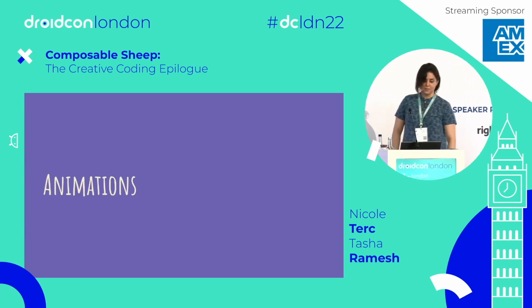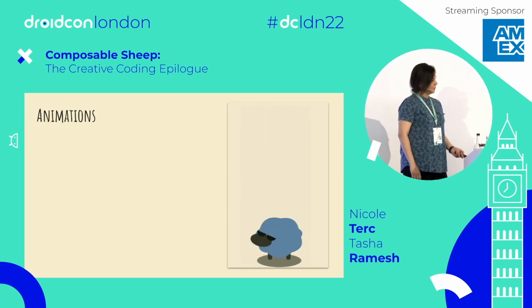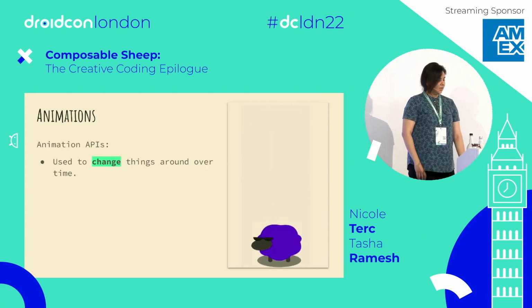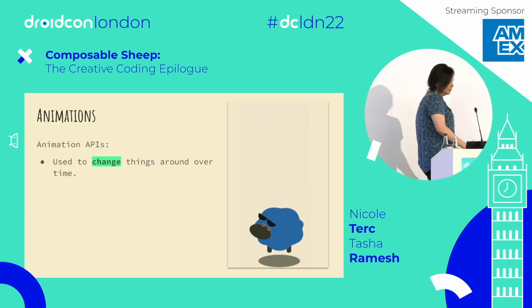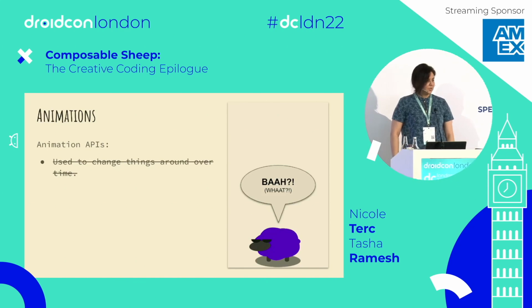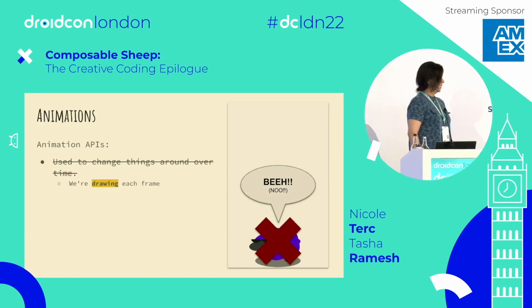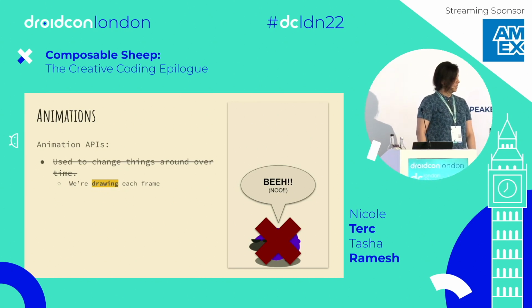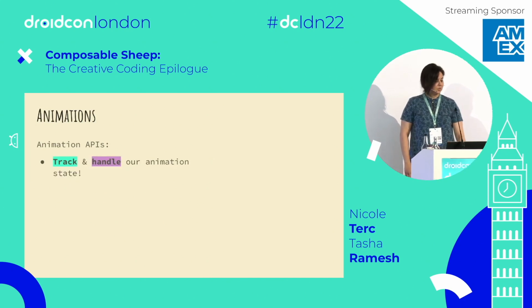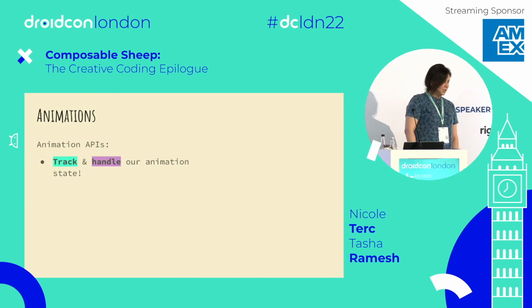What are we going to be using for animations? Of course, when one thinks of animations in Compose, the first thing that we think is the animation APIs. Normally, these animation APIs are used to change things around, to change things slowly, to change colors, to change everything. Well, in this case, we're not going to be doing that. As I mentioned, we're going to be drawing each of the frames ourselves. So we're not going to be using most of the animation APIs. The only thing we're going to use from the animation framework is to track and handle our animation state. And how are we going to be doing that?